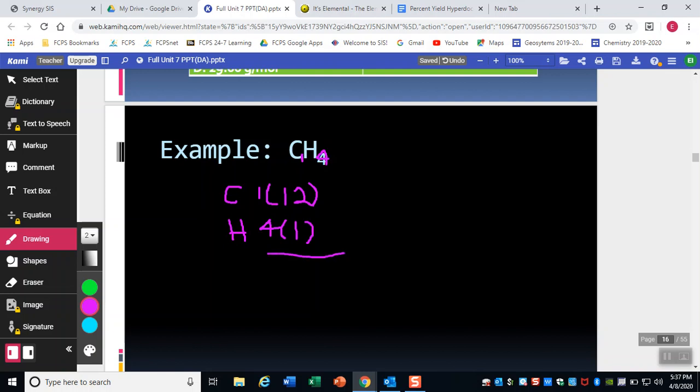So 4 times 1 is 4. 1 times 12 is 12. So I'm going to add these together, and this will be 16. That's going to be my molar mass. I have 12 grams of carbon and 4 grams of hydrogen, so altogether I have 16 grams per mole of methane, CH4.